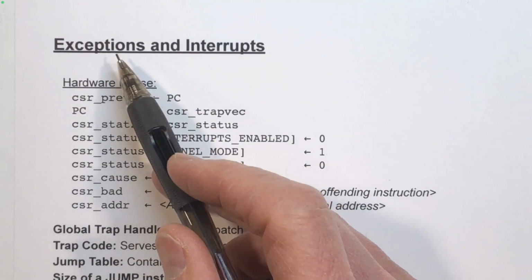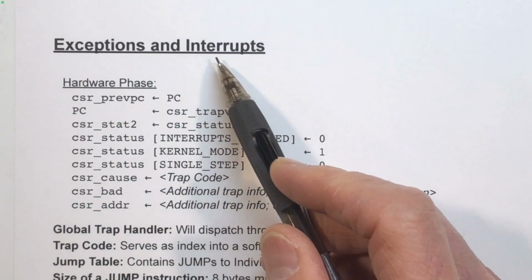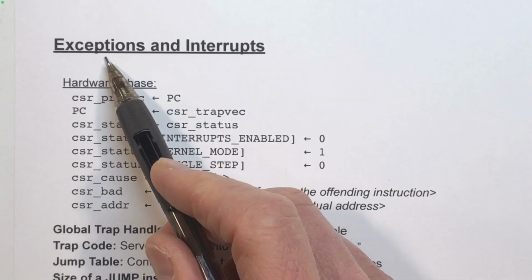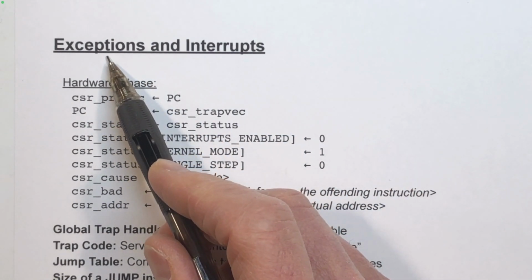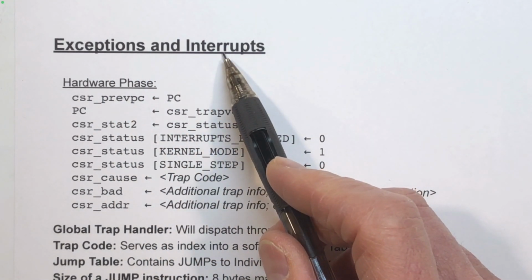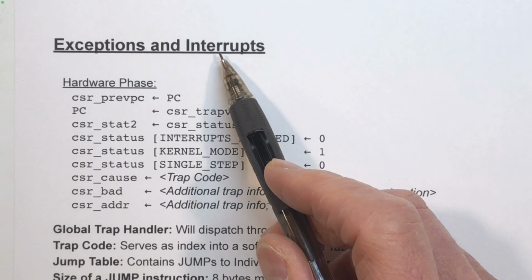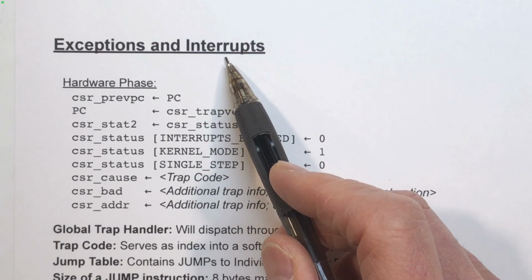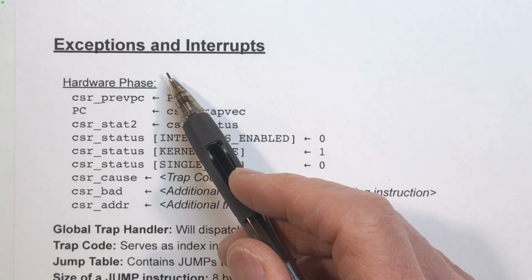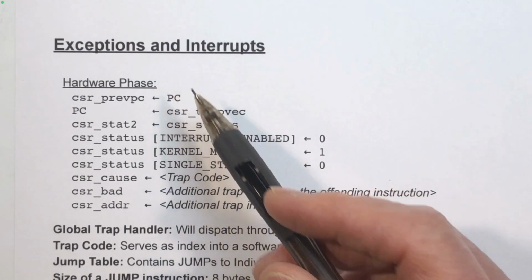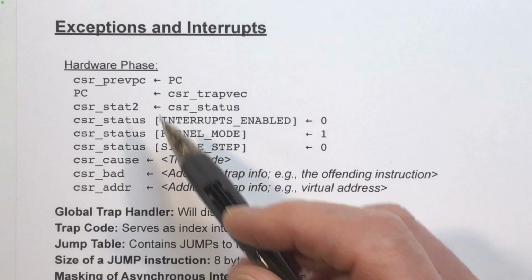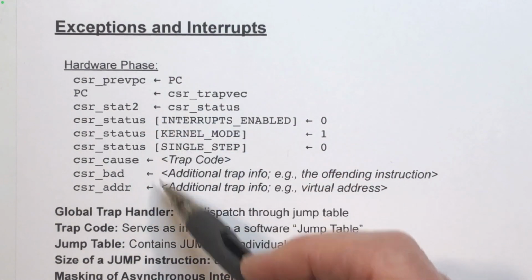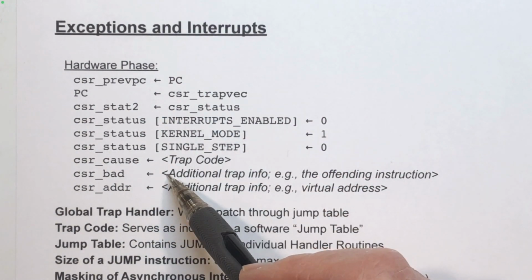There are two kinds of traps: exceptions and interrupts. Exceptions are synchronous events, like system calls and page faults, and interrupts are asynchronous events, like timer interrupts and interrupts from I/O devices. After the previously executing instruction finishes and before the next instruction executes, the hardware will do these actions when a trap occurs.